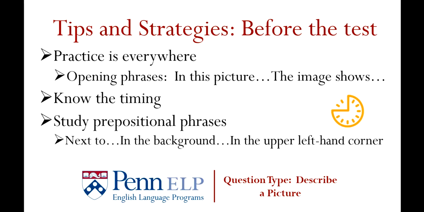Bulk up on some prepositional phrases or adverbs of place. These are the phrases we talked about for the organizational coherence of the overall response. For example, next to or behind, in the foreground, in the background, in the upper left-hand corner. These expressions help the listener or the reader, depending on the speaking or writing, move around the image with you, and it shows a relationship between the different items in the picture.